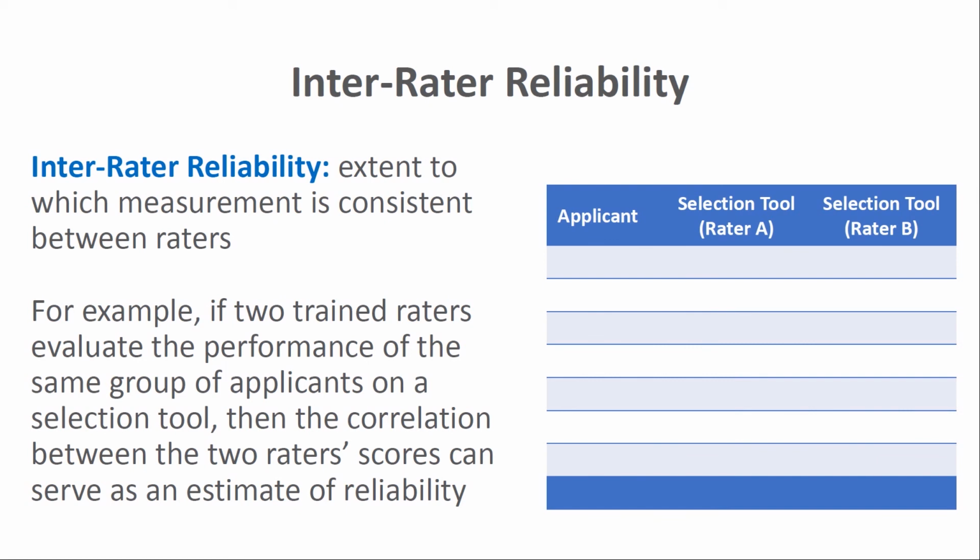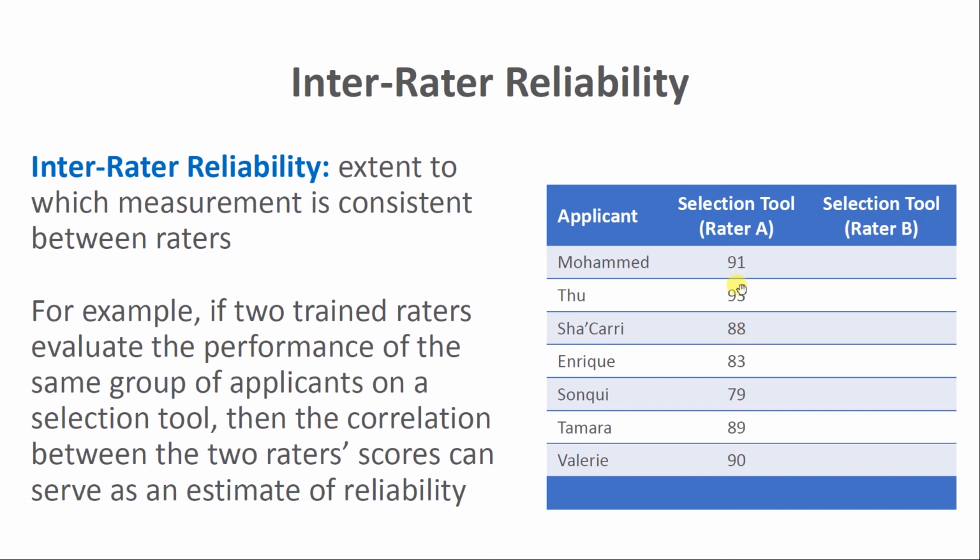So now here we have a table that should look fairly familiar. The only thing I've changed here is that now instead of time 1 and time 2, which we use for test-retest reliability, now we're focusing on rater A and rater B, which are our 2 independent trained raters in this case. So let's see who our applicants are. Well, it's the same group as applicants before in our previous hypothetical example, and now let's see how they performed on the selection tool when rated by rater A.